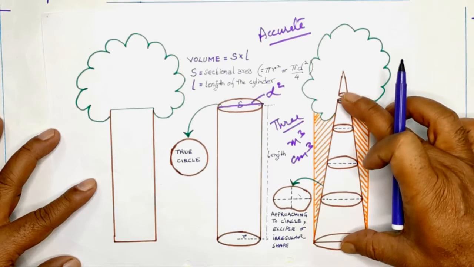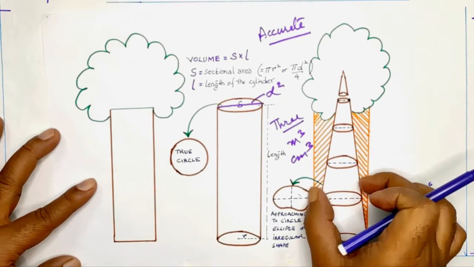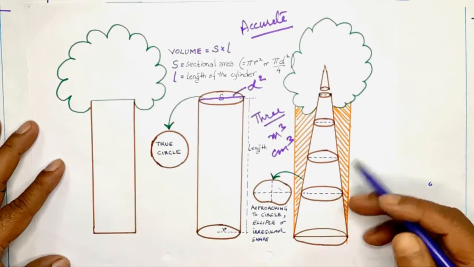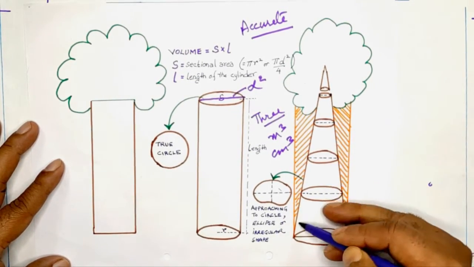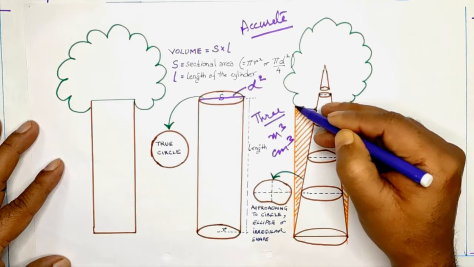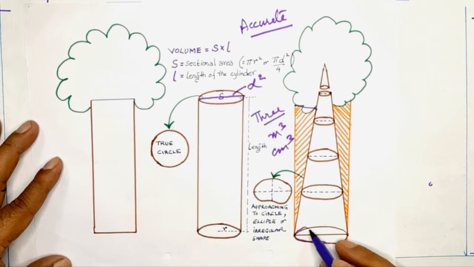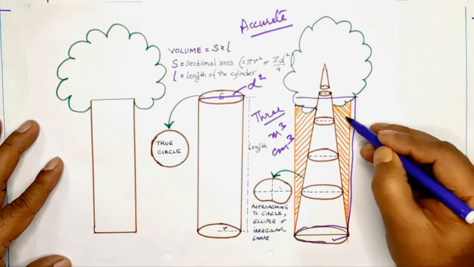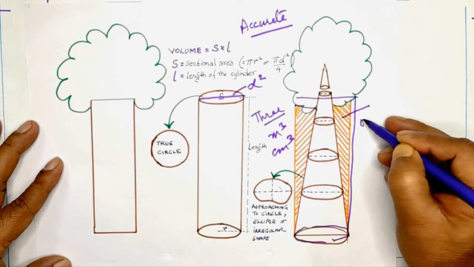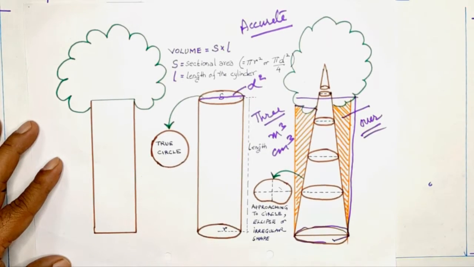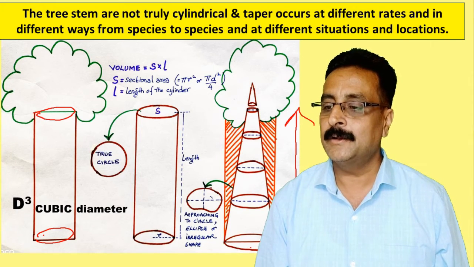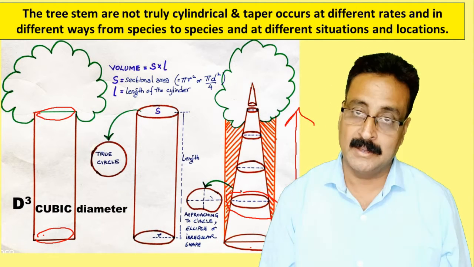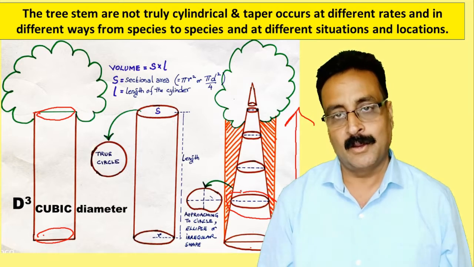But when we take it for a tree, the tree slowly tapers down. When it tapers down like this, it is very difficult for us to calculate, because we have to assume this is the extra volume. If we take this sectional area here and this length, we will consider this as the full volume. So this is the overestimate we are getting. This is the diameter approaching a circle. It is approaching a circle, but not a circle. It may be an ellipse and it may be an irregular shape also.